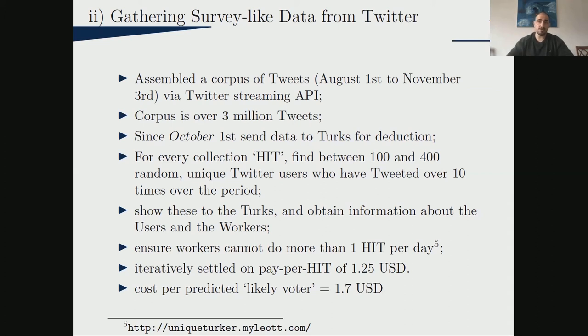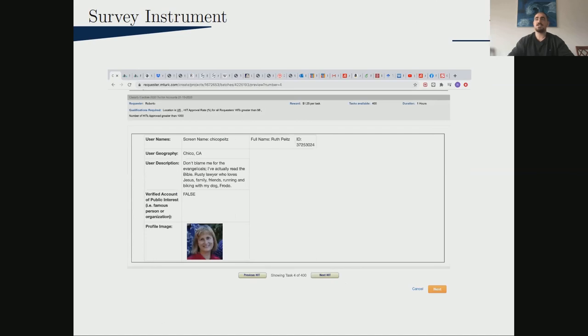And then finally, we show these accounts to the Turkers and obtain information about the users and workers. We also constrain it so that workers cannot do more than one human intelligence task, or HIT, per day. And we iteratively settled on a pay per HIT of $1.25, and that made the cost per predicted likely voter about $1.7. And this is the survey instrument that Mechanical Turks would have seen.